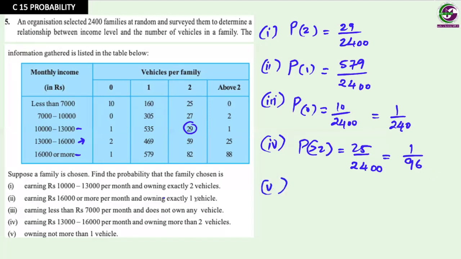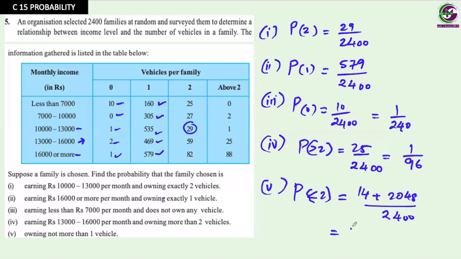And now the last question is owning not more than one vehicle. Not more than one vehicle means we have to take all these values and all these values. So owning less than 2 vehicles is, here we have 10, 11, 12, 14, and we add all these numbers, so it is 14 plus 2,048, all divided by 2,400, which is equal to 2,062 divided by 2,400. And we divide by 2, we'll get 1,031 divided by 1,200.